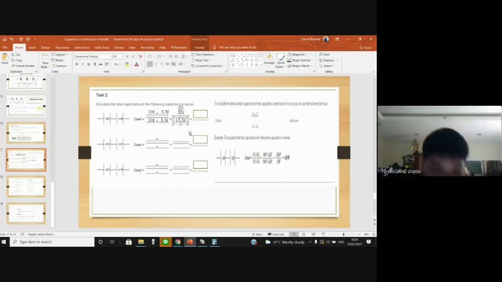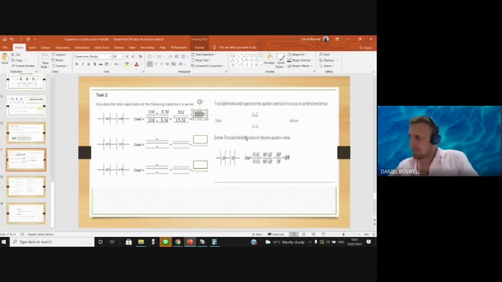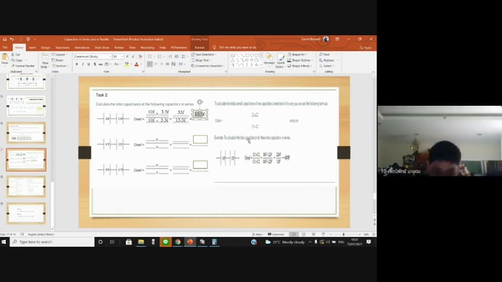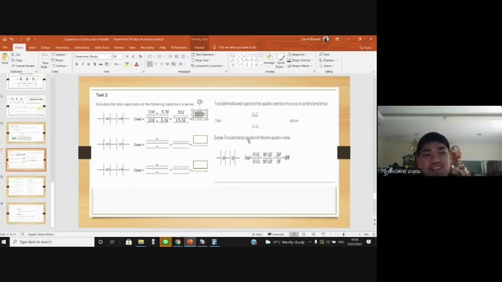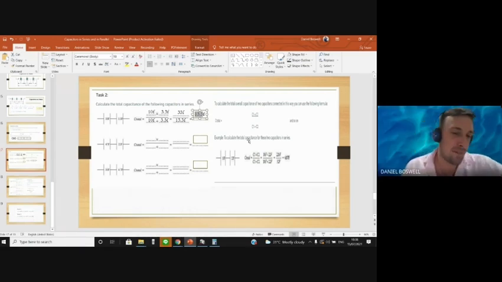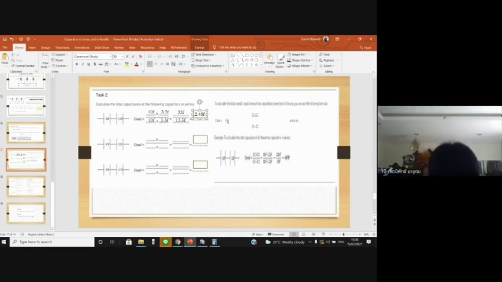Give me a sec. What's the answer? 2.4. Right, you happy with 2.4, yeah? Oh, no, wait, my maths is really bad, so I'm going to check on my calculator as well. 33 divided by 13.3, yeah? So it's 2.48. Oh yeah, you got 2.4.